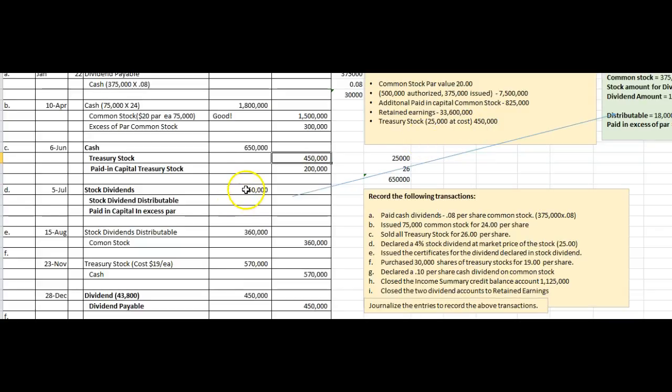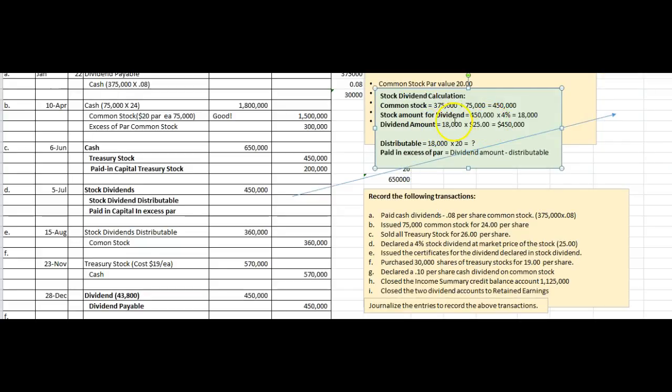Now your stock dividend, you got the 450 right. You declared a 4% stock dividend, and the market price was at 25. And then these are a little bit confusing. So let's look at that. So the common stock is 375 plus 75 equals 450. That means you had 450,000 stocks. You multiply that times the 4% dividend, and you're going to distribute 18,000 stocks. And each one of those stocks is worth that $25 market share. That comes to a grand total of $450,000.